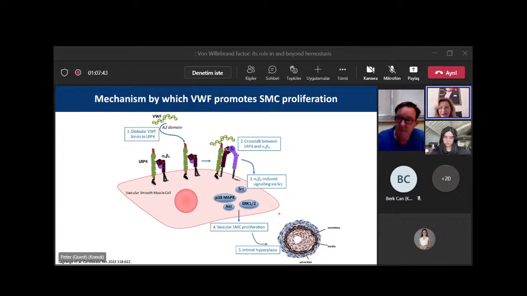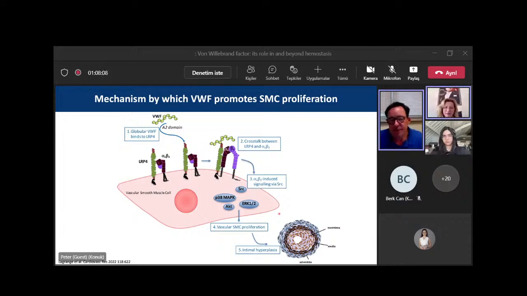I wonder if any patients with Willebrand disease have a mutation in this binding site, this LRP binding site or so. Well, that is one of the things we want to start looking at, to see if that has any effect on their capacity to develop atherosclerotic lesions or things like that.